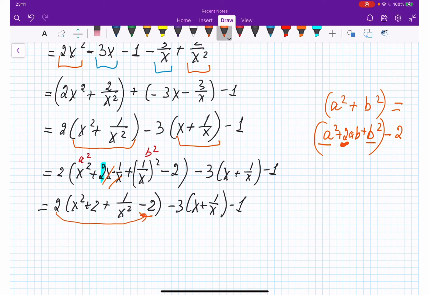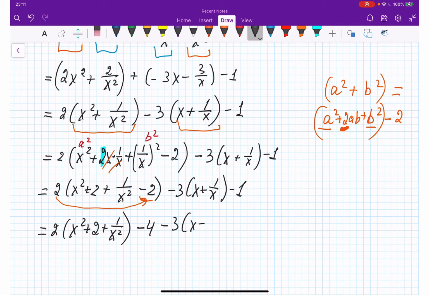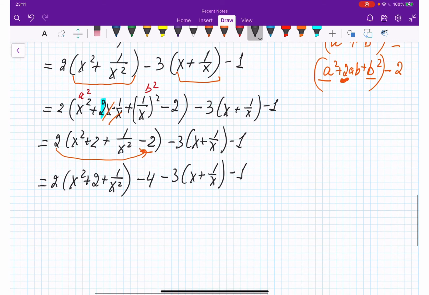So this is what I'm going to do. Look here. Twice x squared plus 2 plus 1 over x squared. And I'm leaving it out of parentheses because I distributed already. It's going to get minus 4, right? Because 2 times negative 2 is negative 4. And minus 3 times x plus 1 over x minus 1. And from here, now I can combine these two like terms, and I will have everything ready to solve in the format of a quadratic equation. And we will see how we will do that.